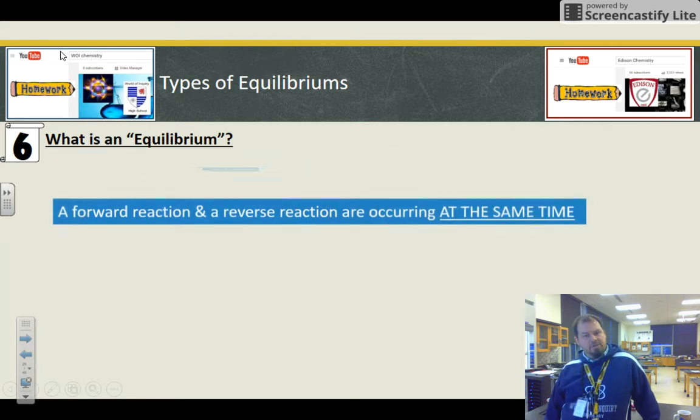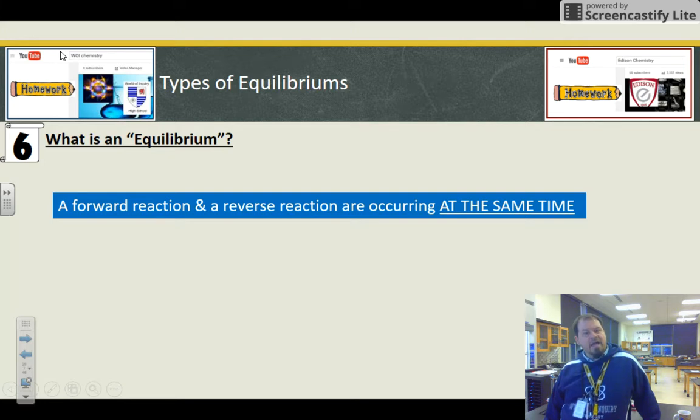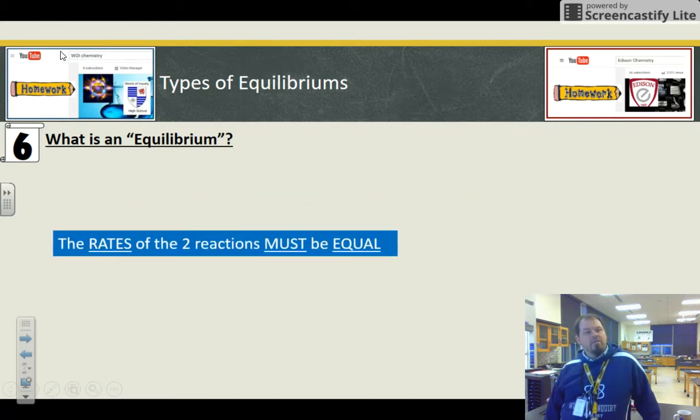In equilibrium, there's a combination of two reactions: a forward reaction and a reverse reaction. They're happening at the same time. These next two pieces are the central theme for the unit. Ready? The rates of the two reactions must be equal. It's the rates that are equal in the chemical equilibrium.